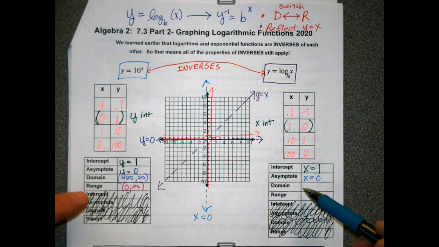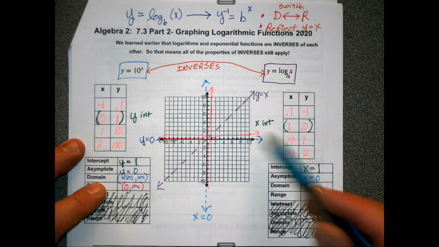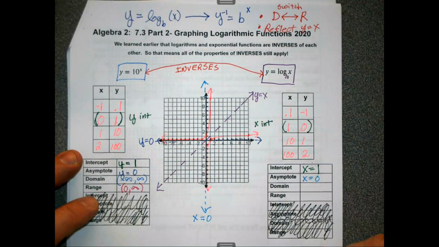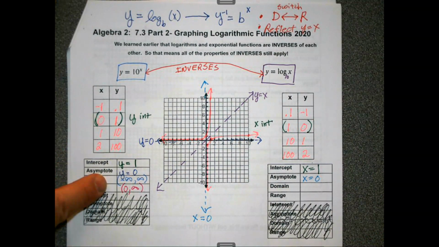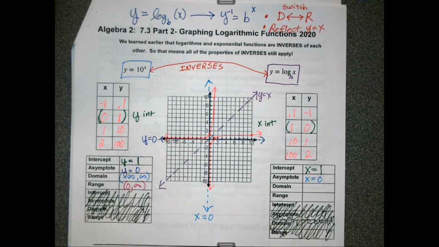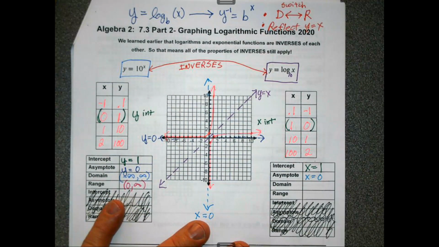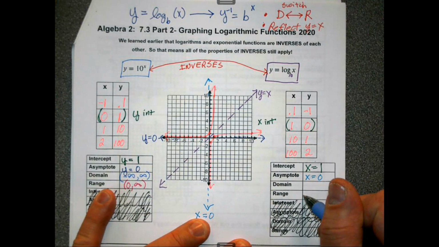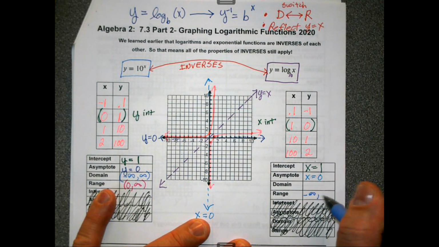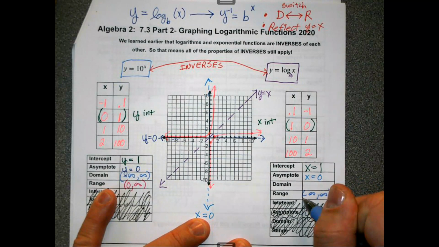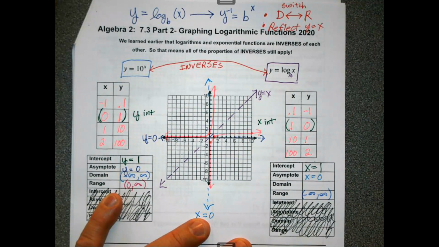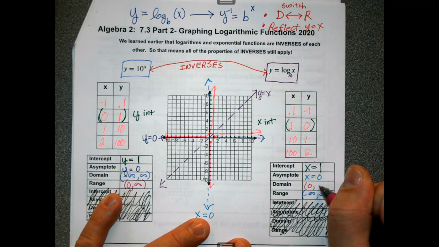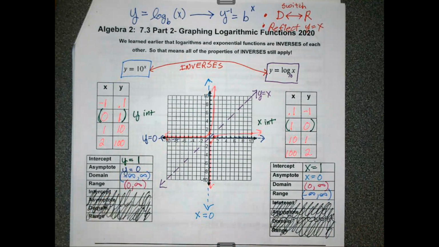Again, we could sit here and try to, in our heads, figure out what's going on with the domain and range, or we could cheat. We already got it for the exponential. Just flip them, right? So my domain becomes my range, negative infinity, positive infinity. And my range becomes my domain, 0 to infinity.